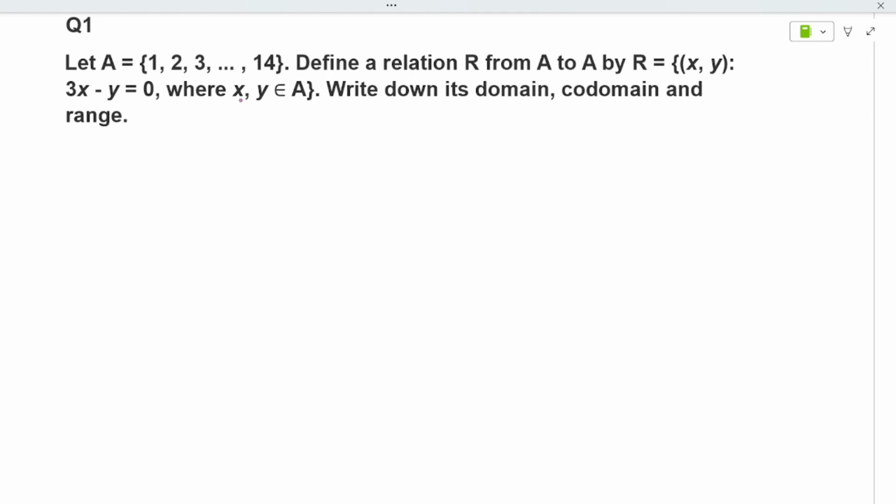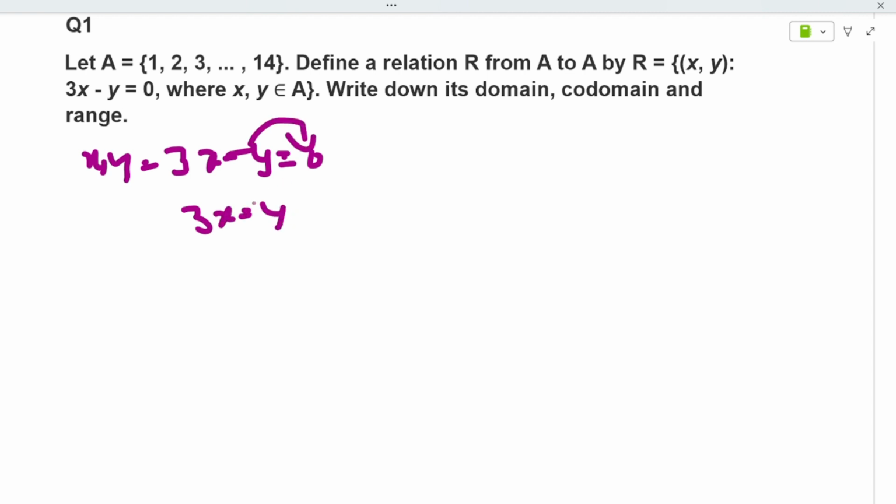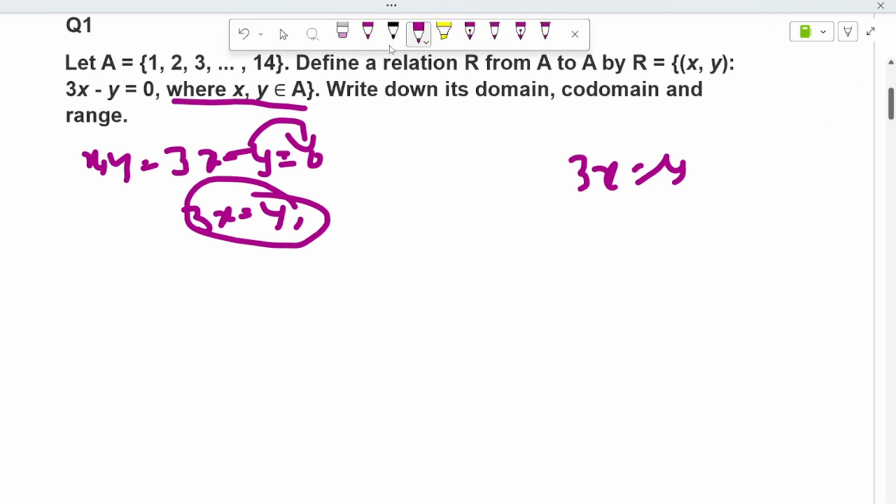Let's first write down the relation that they have given. From 3x minus y is equal to 0. Now it is equal to 0 and here it is minus, so if you send y to the other side, 3x will be equal to y. I hope you understood this step. So again, the same thing: where (x, y) belongs to A, and the relation is this. Now if you want to find this relation, let it be 3x is equal to y. Here I'll erase it so that it will be easy for us to understand.